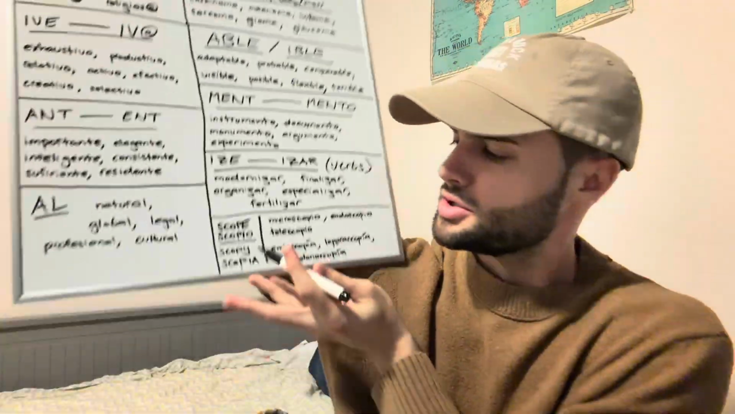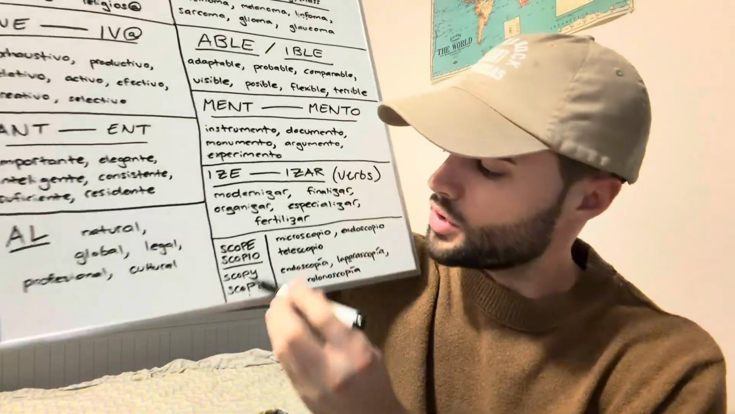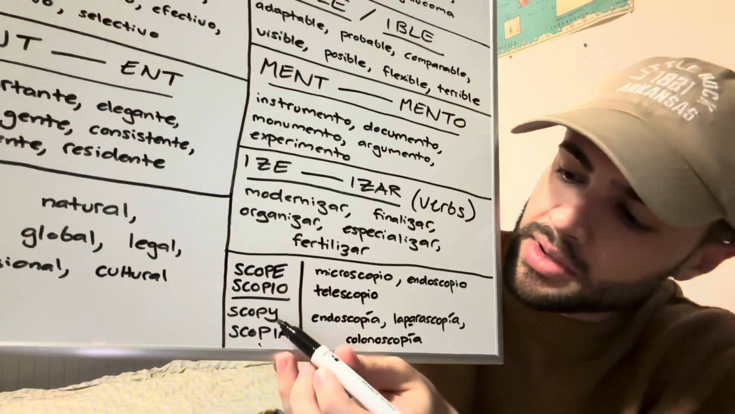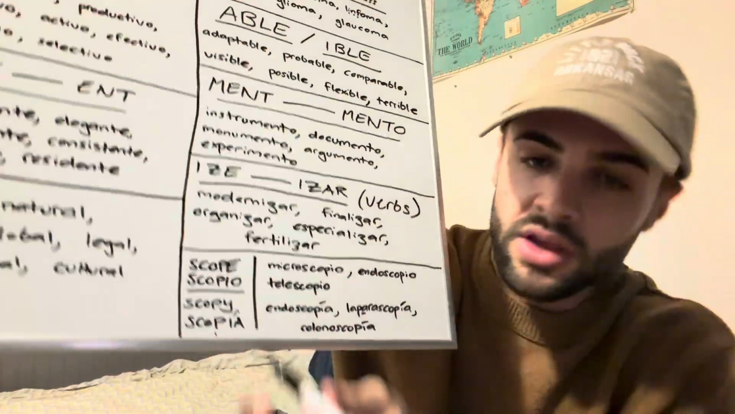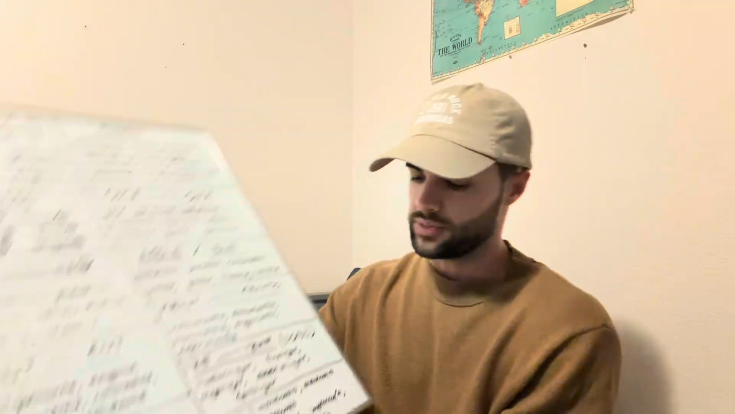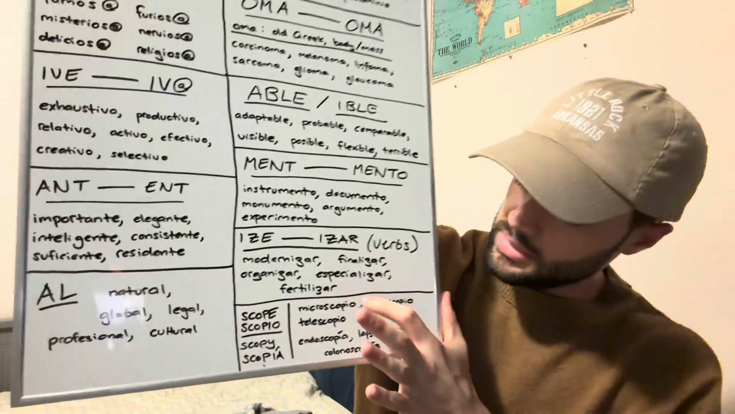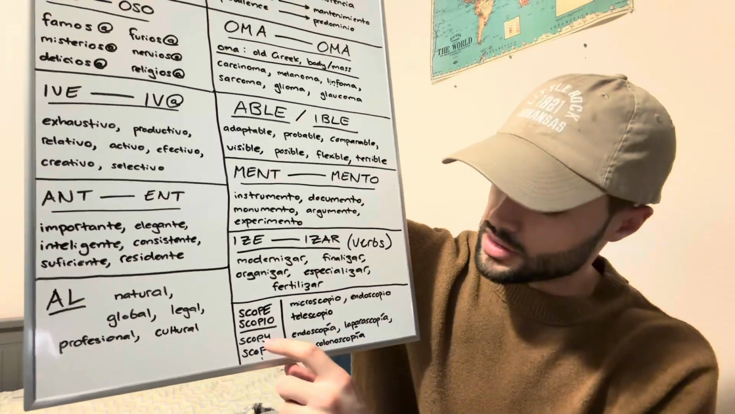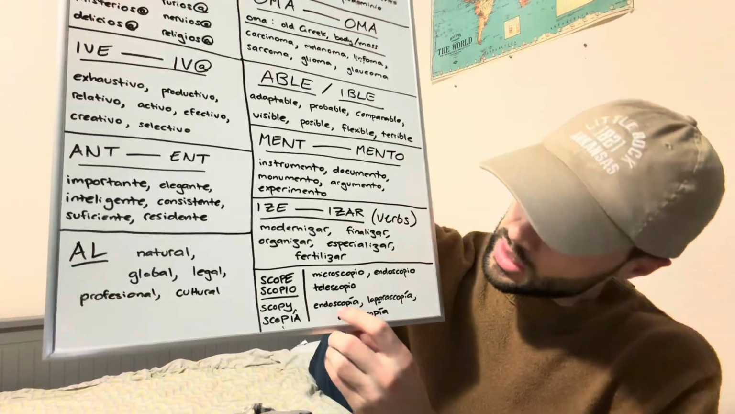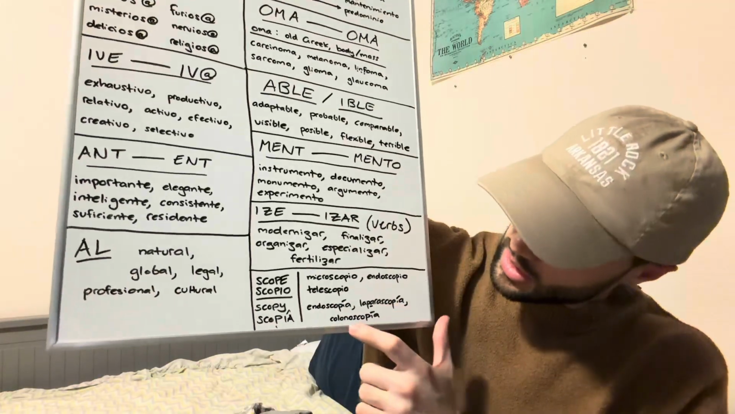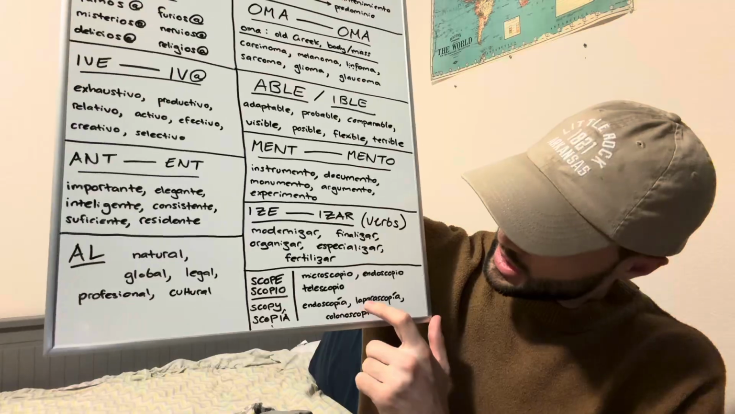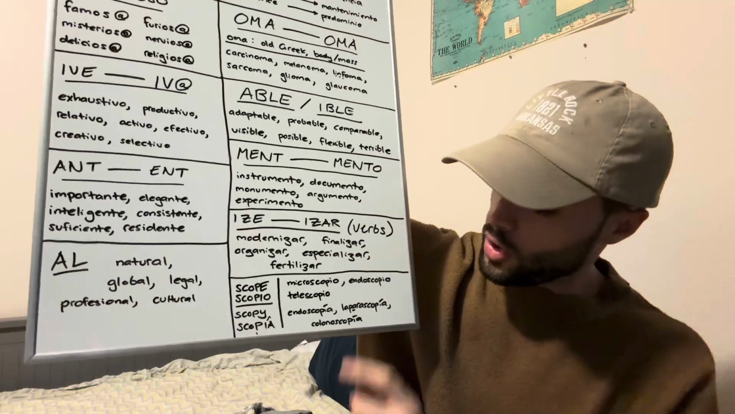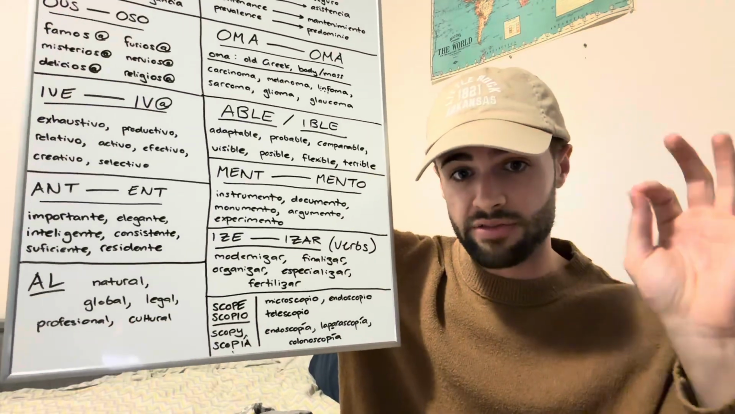So I put -scopy becomes -scopia, but it actually needs to be -scopía with a tilde above the I. That is crucial because it's going to carry into every single example that we have. So some examples: microscopio, endoscopio, telescopio. And then for our -scopy to -scopía rule, endoscopía, colonoscopía, laparoscopía. All of these have the tilde above that final I.